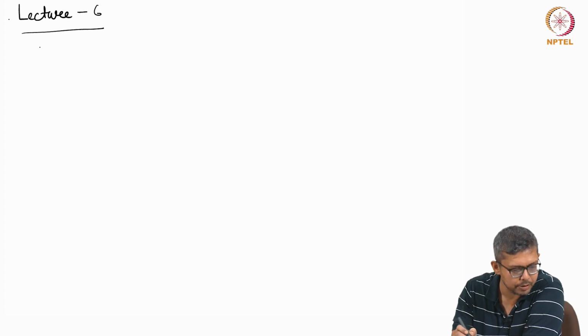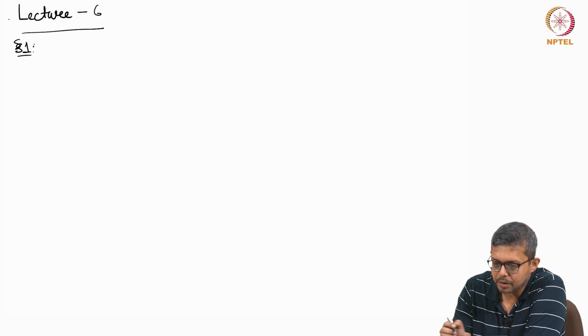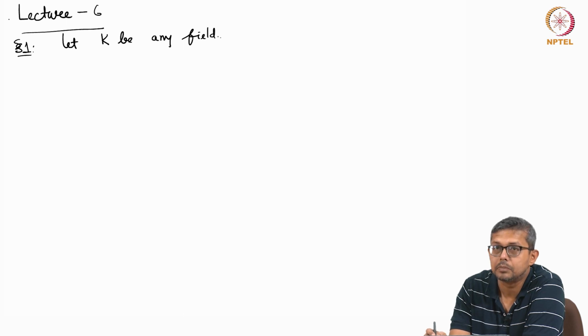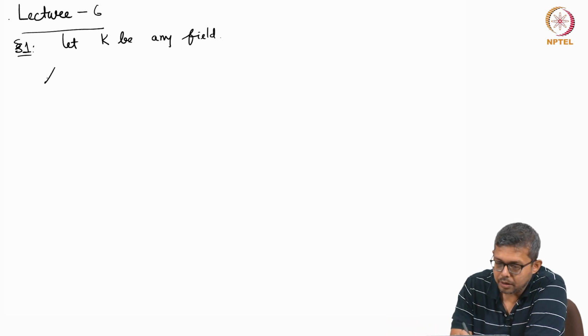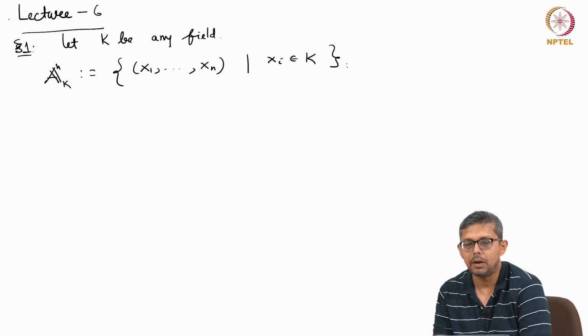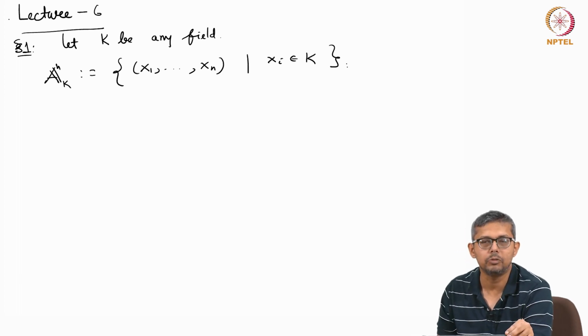With some definitions. So, section 1. Let K be any field. Define the affine n-space. In particular, this has a vector space structure, but we will talk about a much weaker structure.